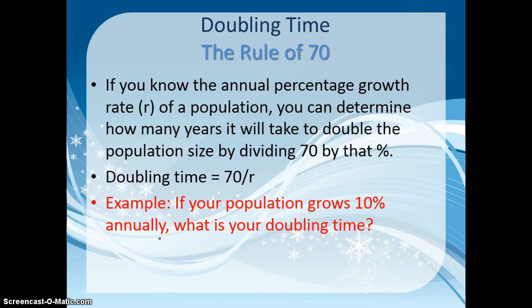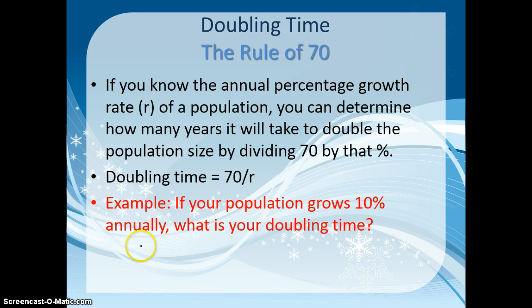So there's another rule here called the rule of 70, which has to do with doubling time. So doubling time is what it sounds like. It's how long it takes for the population to double. So we can figure this out if we know the annual percentage growth rate, that growth rate per year. So you can basically do this by taking this number 70 and dividing it by that annual percentage growth rate, that R value, and that'll give you the amount of time it's going to take for your population to double.